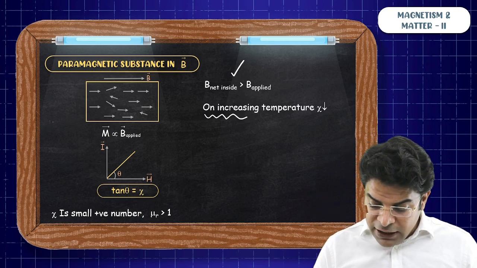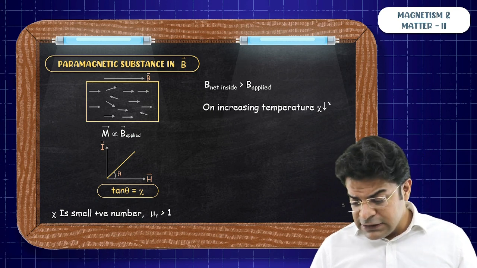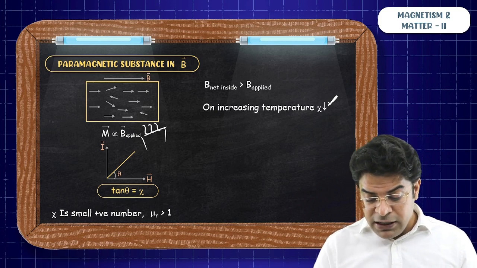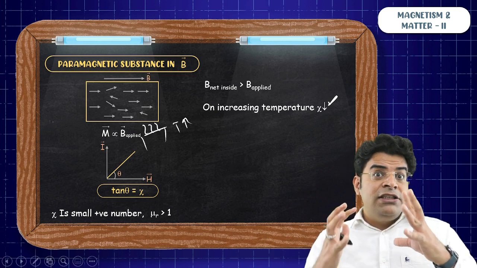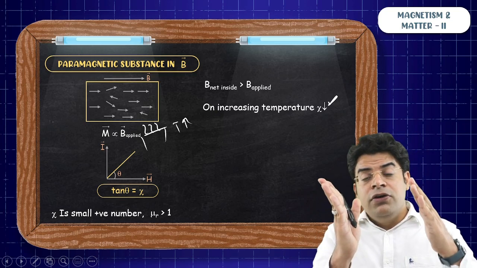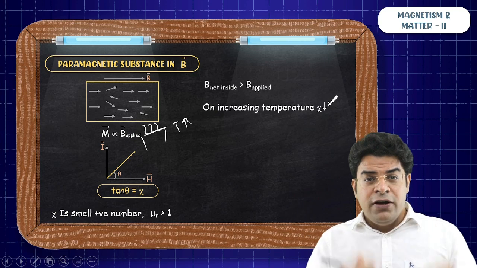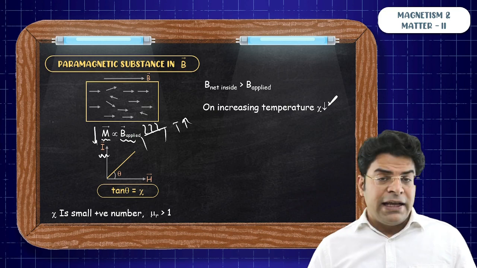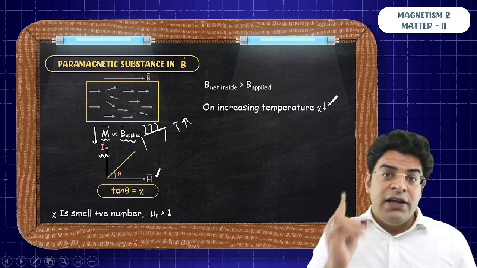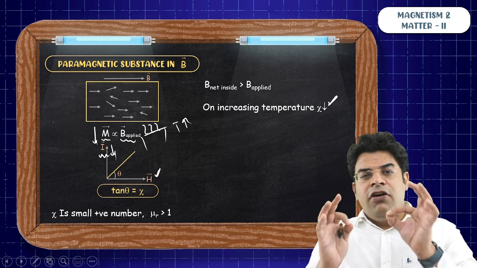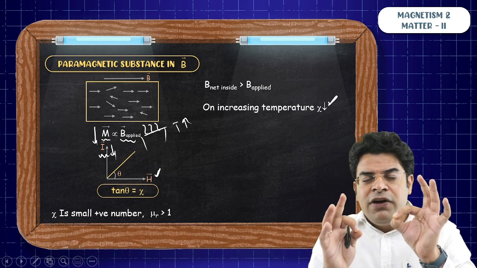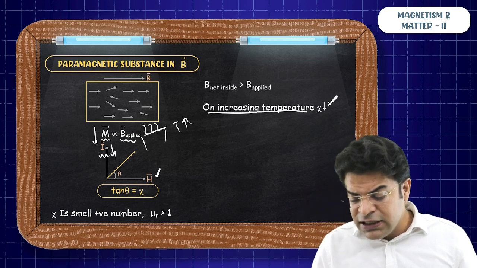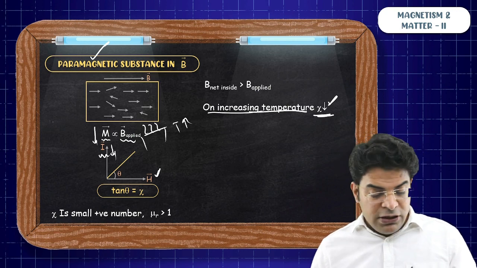On increasing the temperature, the susceptibility of a paramagnetic substance decreases. Why? If you heat it up, the thermal agitation will increase, so the alignment of molecules in the direction of field will be weaker. So the magnetic moment developed for the same applied field will be less. So the intensity of magnetization for the same magnetizing field intensity will be less. If the intensity of magnetization for the same magnetizing field intensity will be less, it means that the susceptibility has decreased. So on increasing the temperature of a paramagnetic substance, the susceptibility decreases.